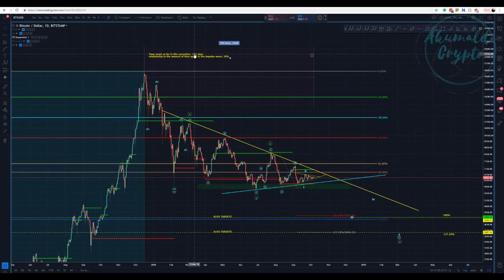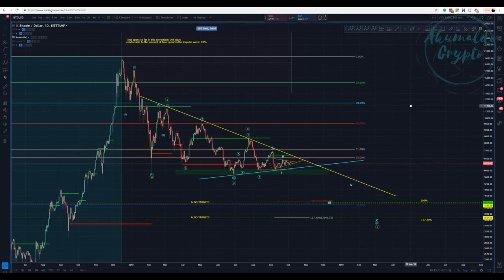We are just 295 days in this correction, so we have plenty of time. Just as a guideline for you guys, if Bitcoin breaks this 6150, we are going down definitely. Okay, this blue trend line here, we need to break it. We need to get out of this triangle first.